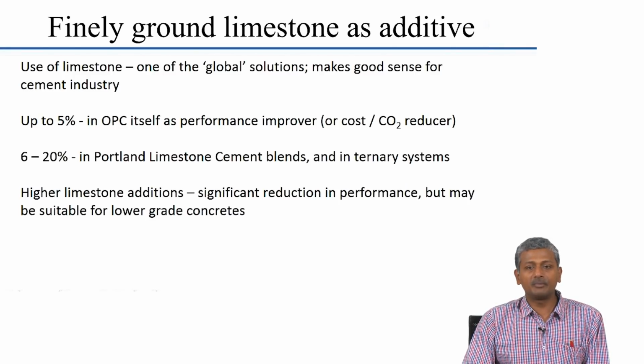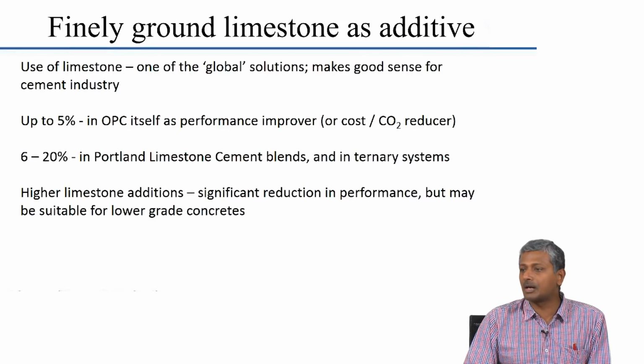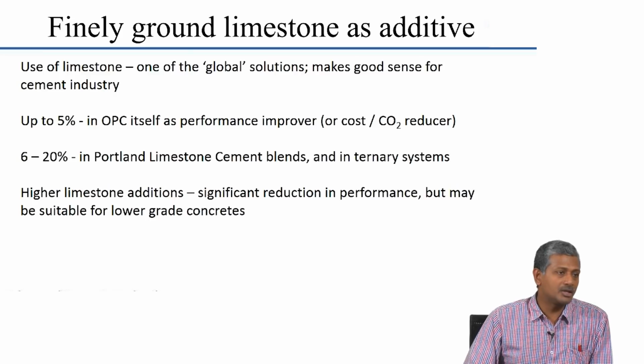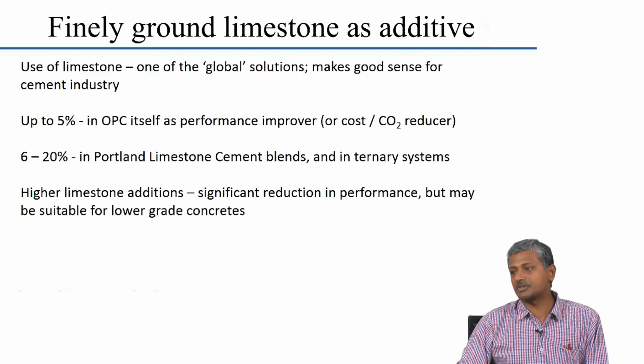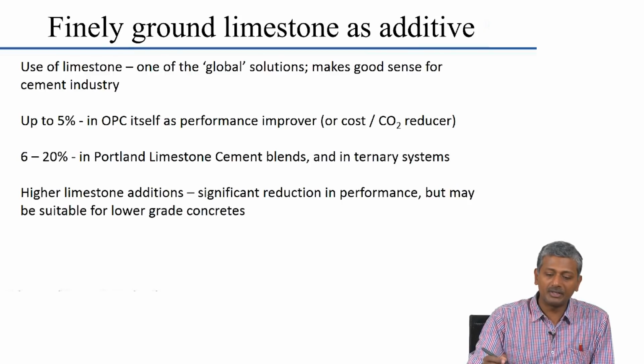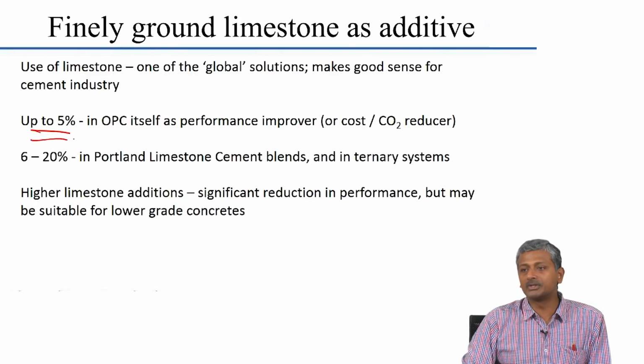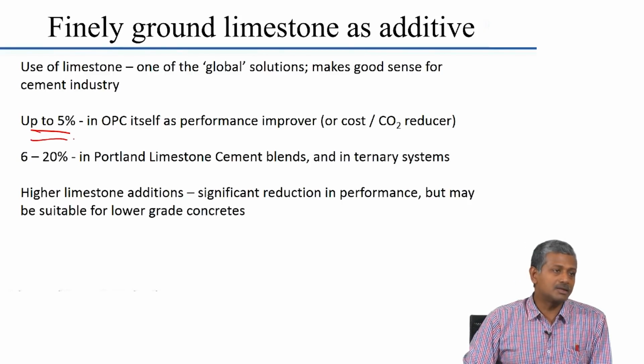Burning requires energy, burning pollutes by putting out carbon dioxide, right. So, instead of burning and spending more energy, you take the material that is already available at the plant and use it as a partial replacement for cement. Now, already you know very well that even in ordinary Portland cement, up to 5% of performance improver is permitted. That is the most often used level of limestone, at least in India.